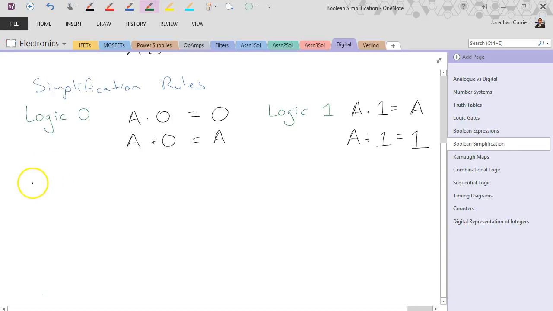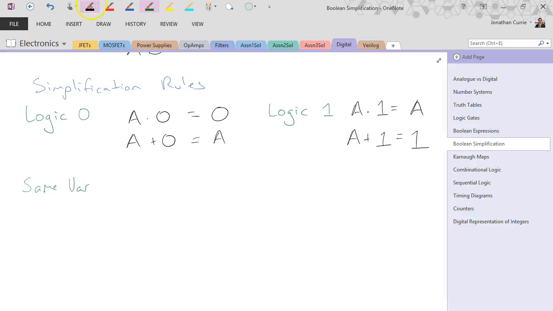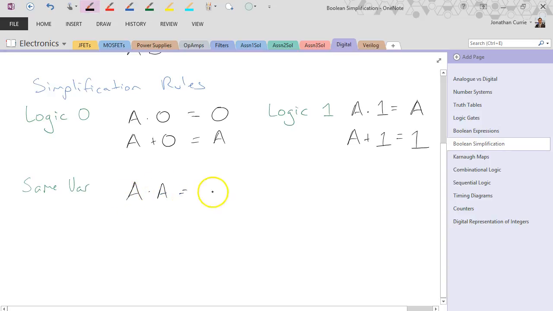Okay, complements. In fact, let's do the same variable. That's probably an easier one. So the same variable, A AND A is the same as just the single variable, and correspondingly A OR A is also equal to the same input variable. Right, so those are just the rules associated with the same variable.